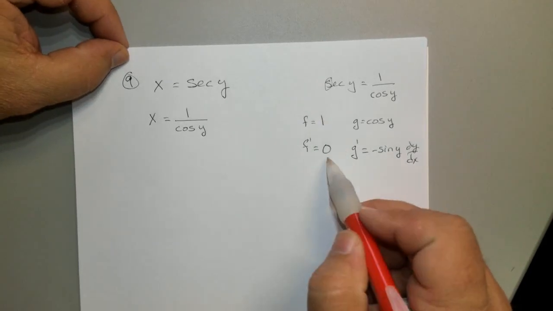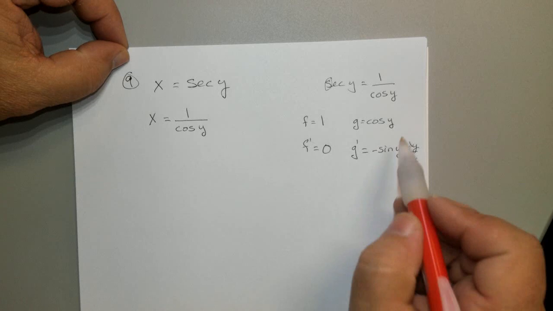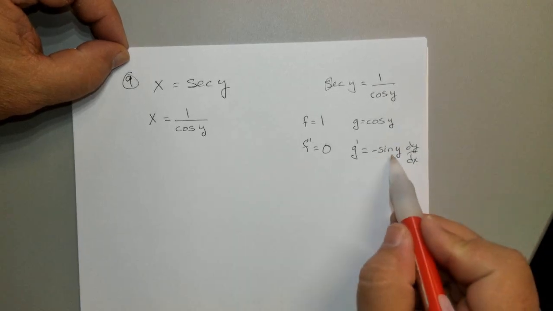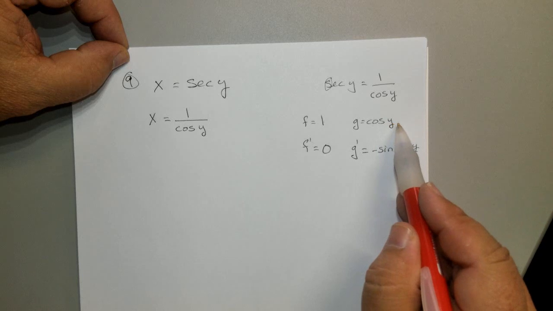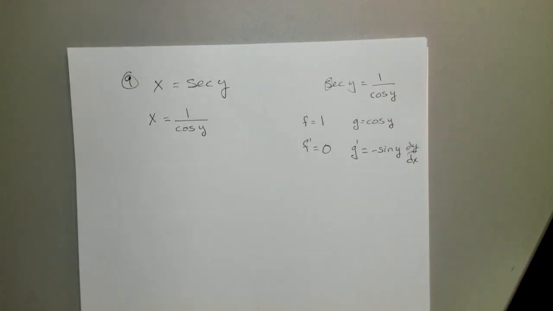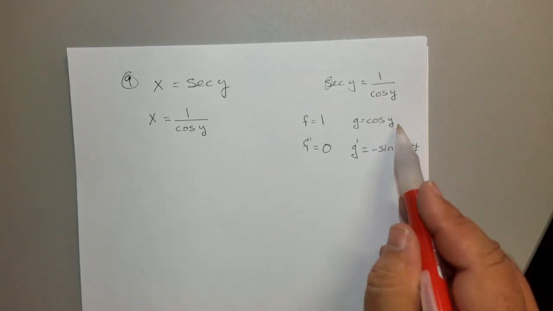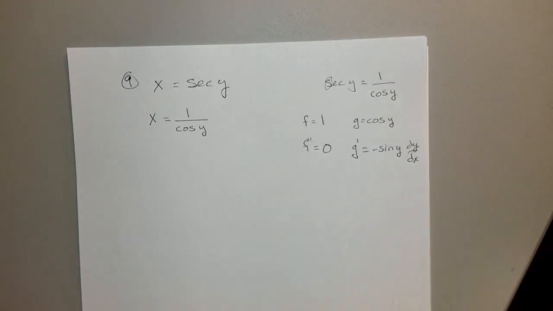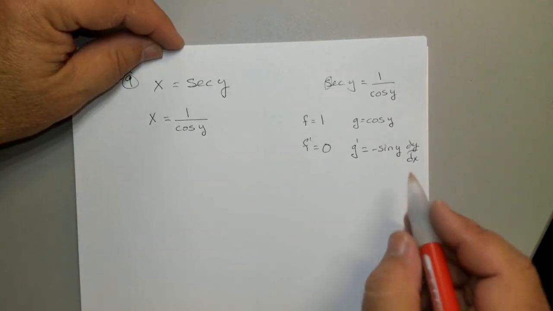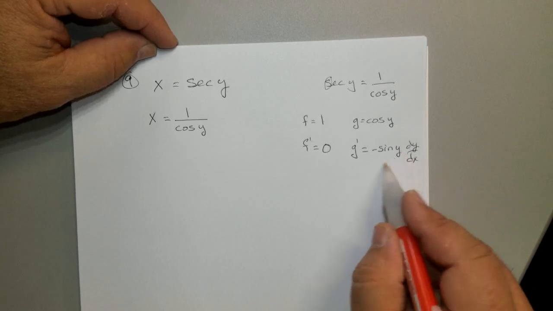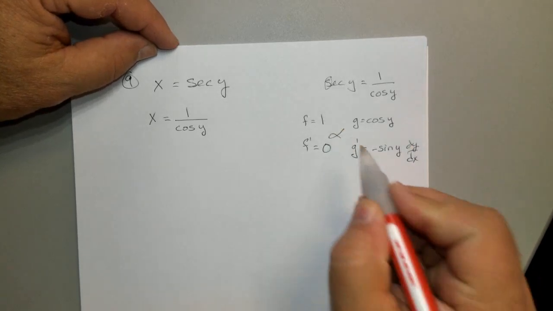So the derivative of 1 is 0. Derivative of cosine is negative sine y. But this is cosine u, since y is a function of x. So we have to go the derivative of cosine times the derivative of y. It's cosine u du. So there's that part. So we do the fishy thing now.